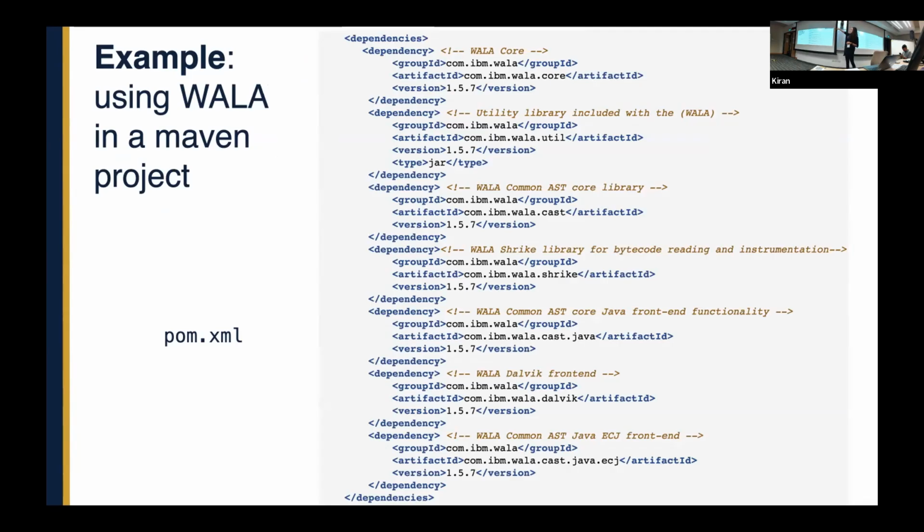This utility component in here is where you would see the graph library, all these algorithms, it's in there. Then you need to also import CAst, which is the common AST library, Shrike as well, and so on. So you import all of those libraries to your project. And then you can specify the version as well. So for example, here I'm using the WALA version of 1.5.7. By the way, this POM file is also released on the tutorial GitHub repo.